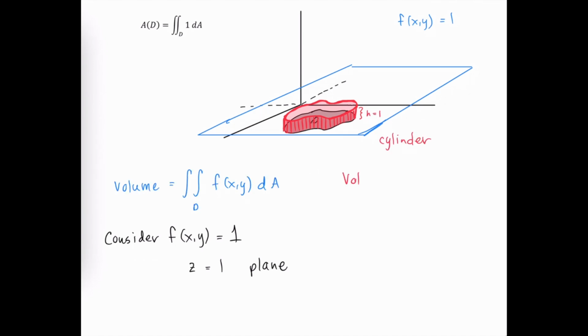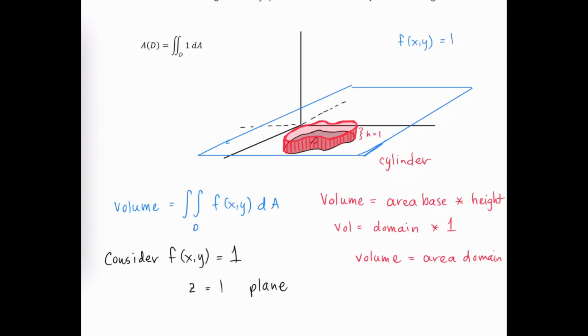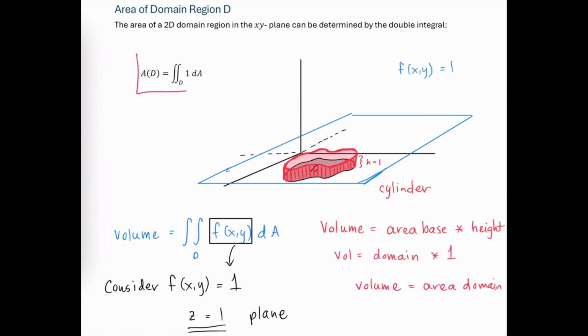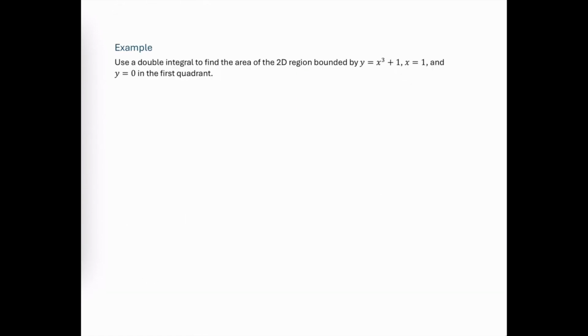And let's recall the volume of a cylinder is determined by the area of the base multiplied through by the height, and the area of our base is essentially the domain region, and the height of the cylinder is 1. So this scenario would make the volume of this solid the same as the area of that base, or the area of that domain. And this is the scenario that we get when we let the ceiling function simply be equal to that flat plane z is equal to 1. And that's formalized here with this formula. So let's look at an example.